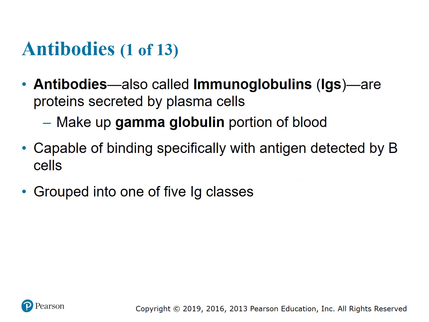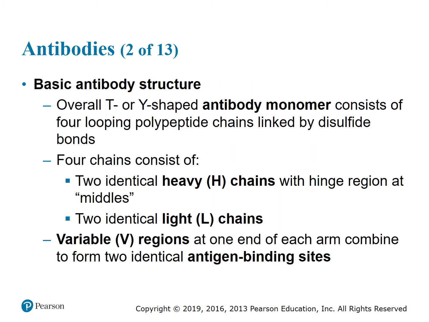So on the subject of antibodies, these are also called immunoglobulins. They're proteins secreted by the plasma cells. They're made up of gamma globulin. It's the gamma globulin portion of blood. They're capable of binding specifically with antigen detected by the B cells. They're grouped into one of 5 Ig classes.